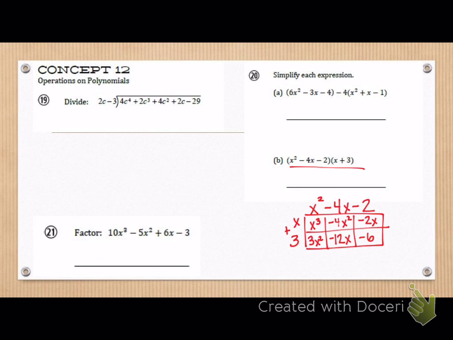So now that we have done that, we're going to combine our like terms. So we have an x cubed all alone. These guys here give you just a negative x squared. Then we have a negative 14x. And then we have a negative 6. So that's it. Let's look at how we can factor.